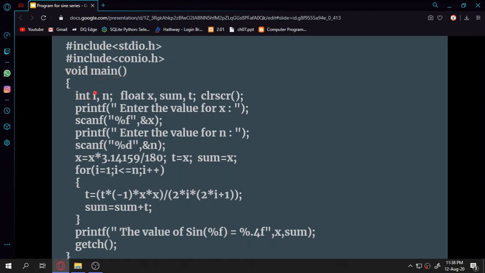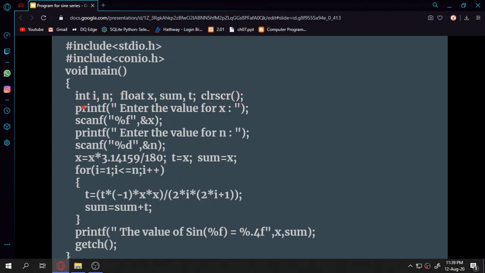Now for the iteration we need i and the number of terms. When you calculate up to 7 terms or 8 terms, you can get a more accurate answer. So we can give the number of terms as 5 or 6 or 7 as we wish. Then we are going to find the sum: x is float, which is a floating point value, and sum also will be float, because when you divide by some value you always get decimal values. So the term t will be float, x will be float, and sum will be float. And then I have declared clrscr to clear the screen before the next output.